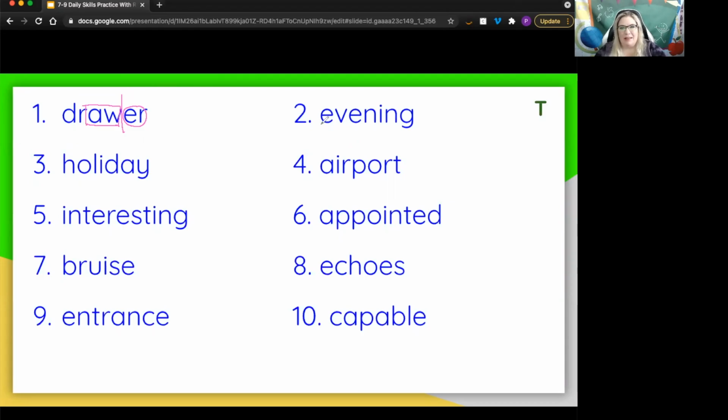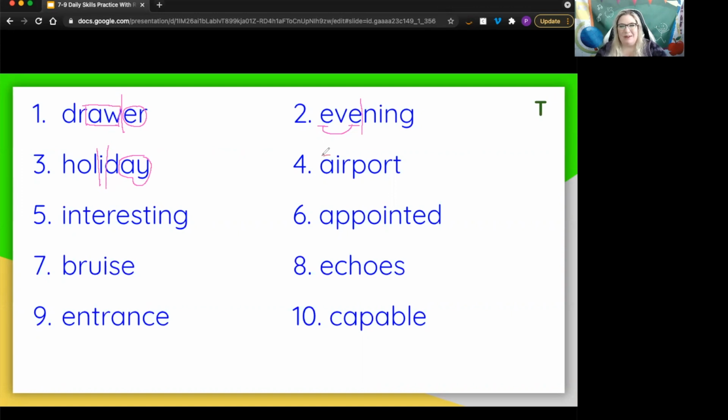In number 2, I see E, consonant E here. Eve, and then n, ing, ning, evening. So after the afternoon comes evening. In this word, I see AY that makes a long A sound, and that's it. Start sounding it out now. Ho, li, holiday, day. Holiday. Like the 4th of July or something.